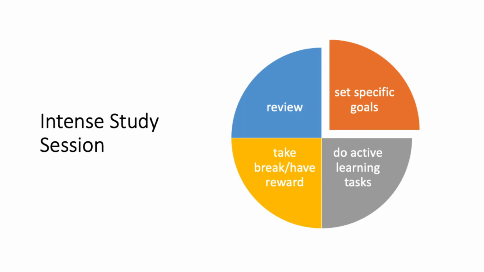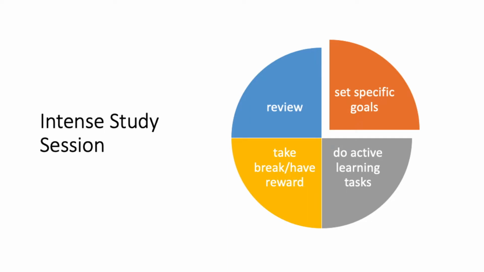Then, take a break. Reward yourself, but not too long. Take the dog out, put in a load of laundry, get a snack, something that only takes 5 or 10 minutes. Then, review the material. Check your goal. Do you fully understand and are able to list the causes of the Great Depression?